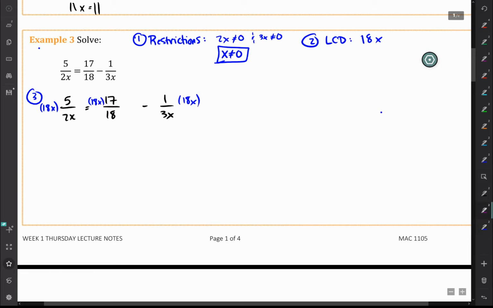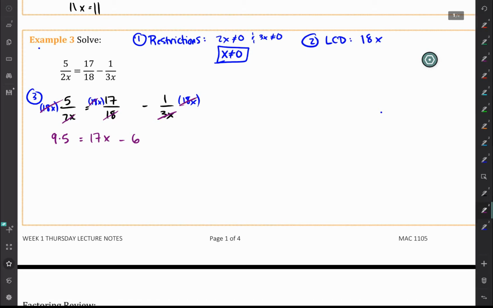Okay, and now we're going to simplify that. So 18x over 2x is 9. So I'm going to get 9 times 5 equals, and now 18x over 18 is just going to give me an x. So I have 17x there. And then 18x over 3x is just going to leave me with 6. So the 3x and the x's cancel, and you get 18 over 3 is 6.